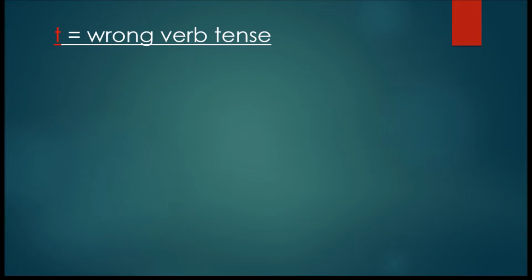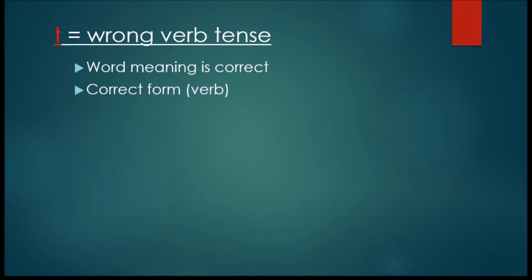And if you find a T, again, this is when the root word is correct, and it's also the correct form because it's a verb, but the specific tense of the verb is incorrect. So you will know from your study of English grammar that there are many different tenses that can be used for the form of a verb.